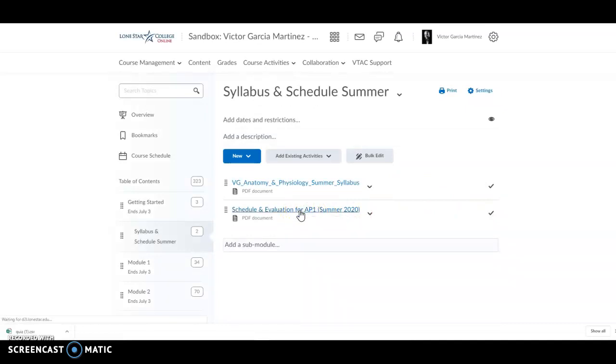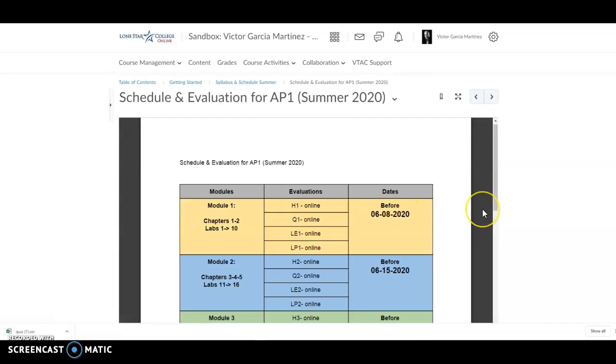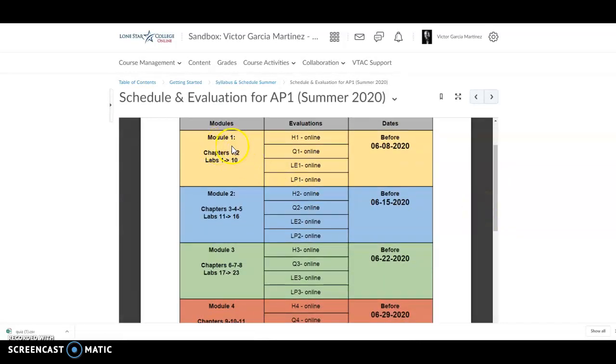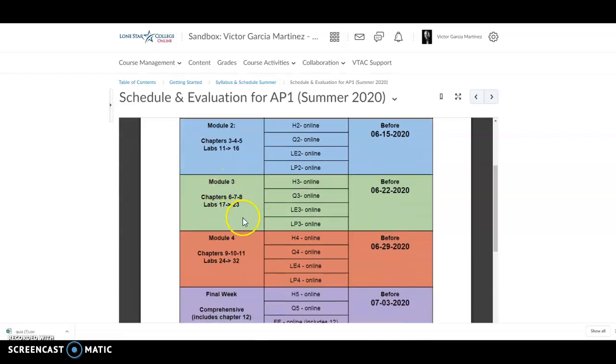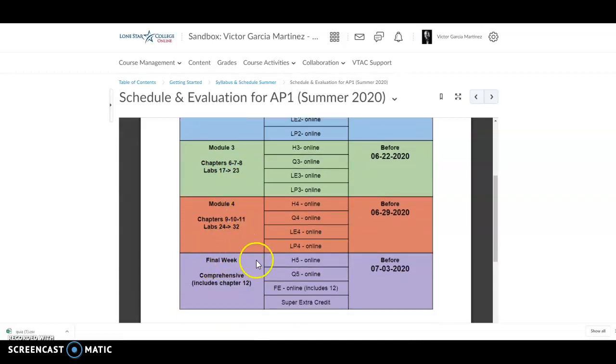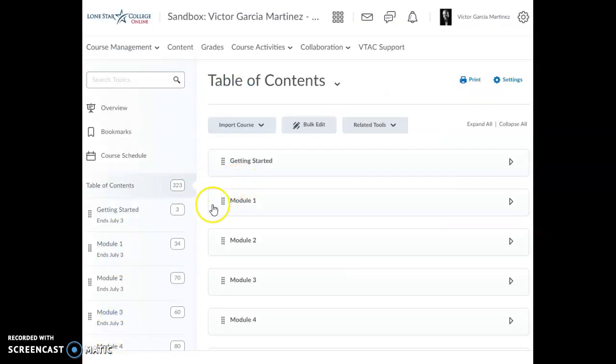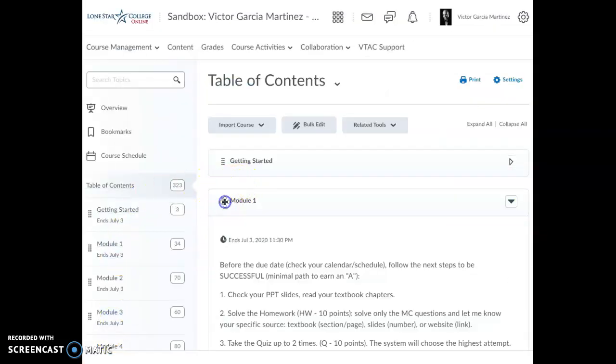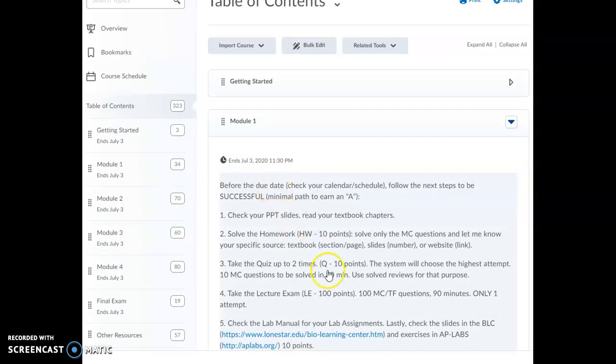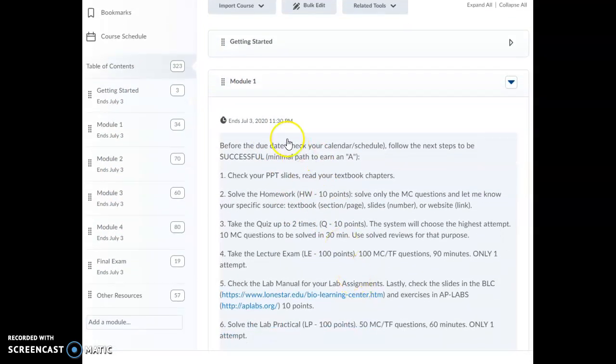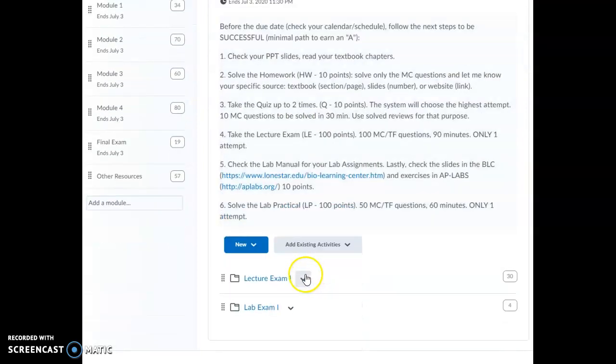By the way, we have only 6 weeks, guys. And here you have 6 weeks for 4 modules. We have the first module, the second module, the third module, fourth module, and the final week. After that, each module has instructions. You have to follow these instructions.